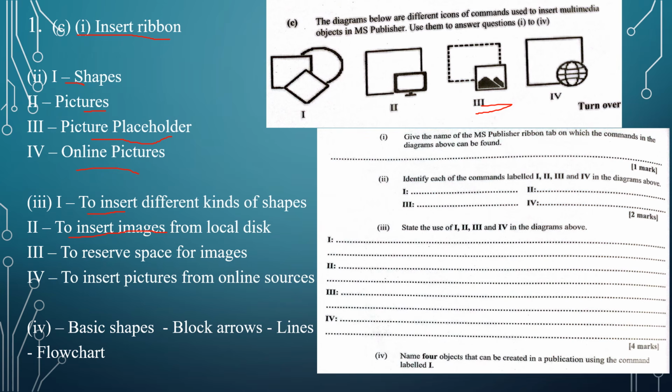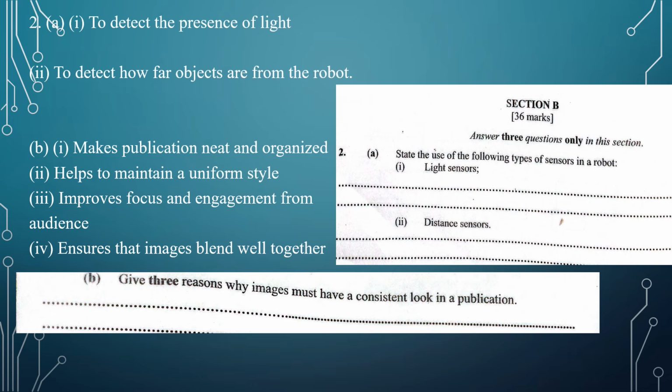And then we have online pictures, where you can insert pictures from online sources or from the internet. Then we have to name 4 basic objects that can be created in a publication using shapes. So you have basic shapes, block arrows, lines, and then flowchart symbols. Let's quickly move to 2A.